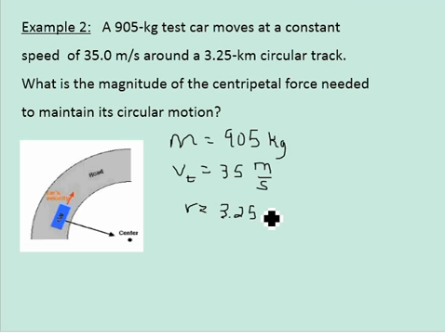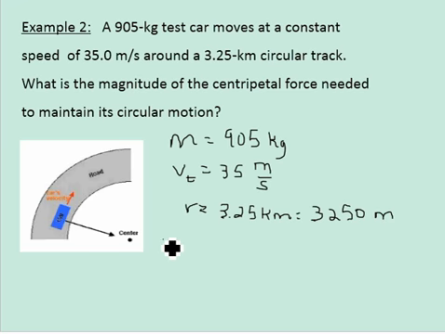And I'm hoping that you're getting better at realizing that everything has to be in those standard metric unit measurements of meters, kilograms, and seconds. So we got to get rid of these kilometers, convert them into meters. There's 1,000 meters in every kilometer. So this is 3,250 meters.